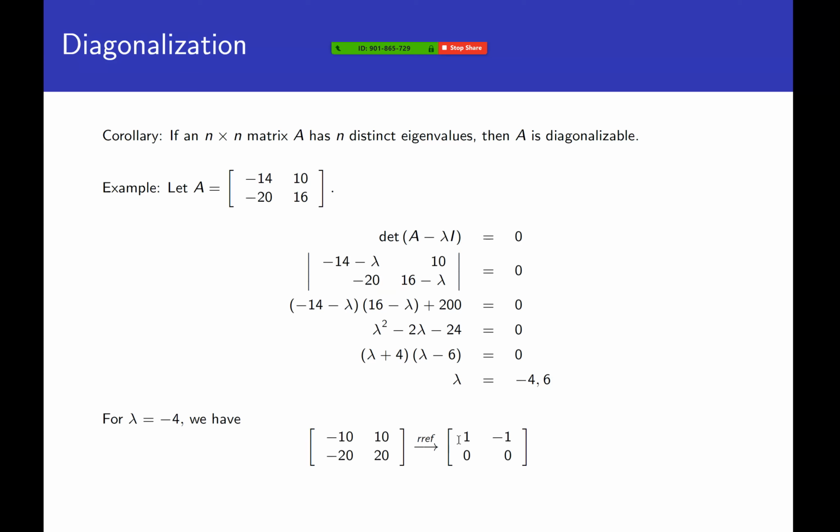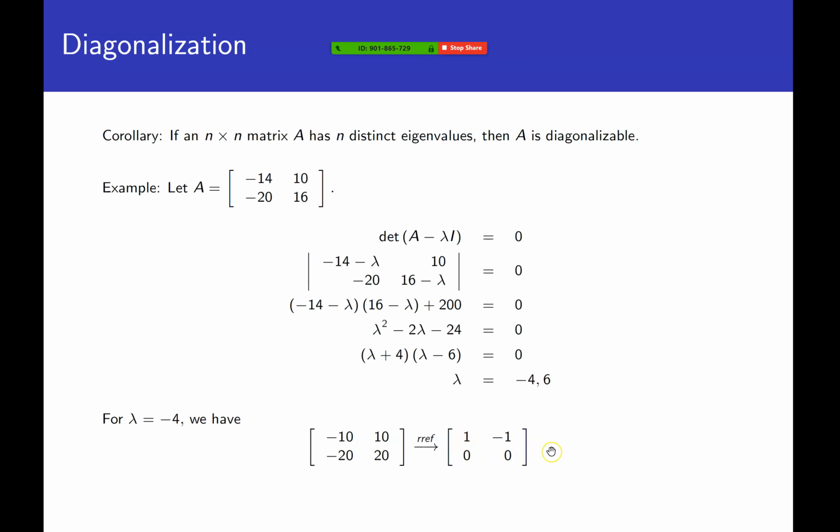All right, so let's see if we can figure out the eigenvectors. So remember, to figure out the eigenvectors, we have to take our eigenvalue, which in this case is negative 4, plug it back into our original matrix where the lambdas are, and then row reduce. So when we plug in negative 4 for lambda, we get this matrix, the negative 10, 10, negative 20, 20.